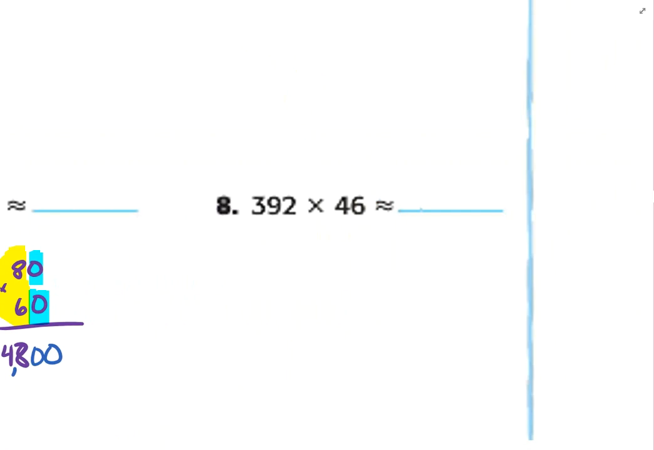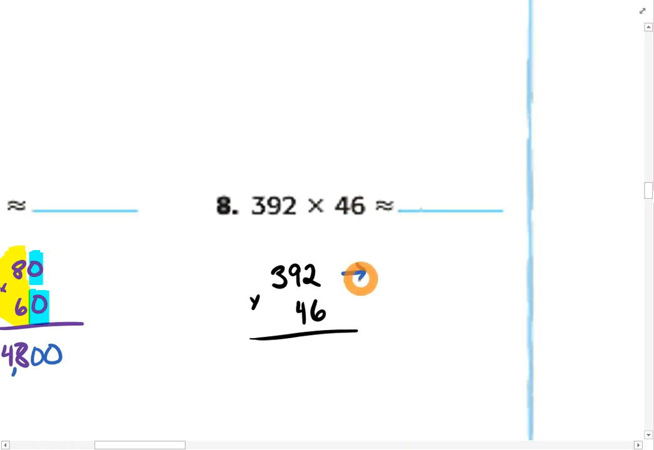Oh boy, it's a 3-digit number. Can we do it? Absolutely, right? So let's look at our first one here, and we'll rewrite it. 392 times 46. So I'm first going to change my numbers. I'm going to change 392. Let's make that a nice 400, right? And then I'll change 46, and we'll make that 50. Because these are easy numbers to work with. Compatible numbers are easy numbers to work with.